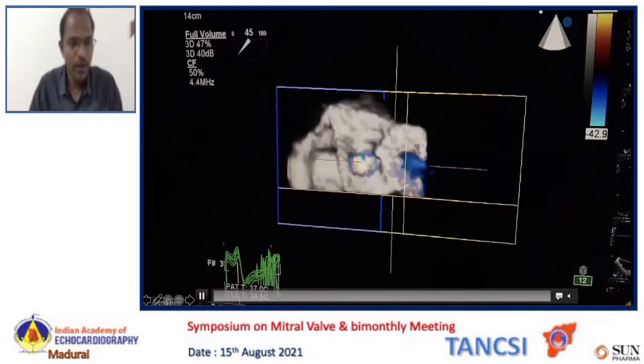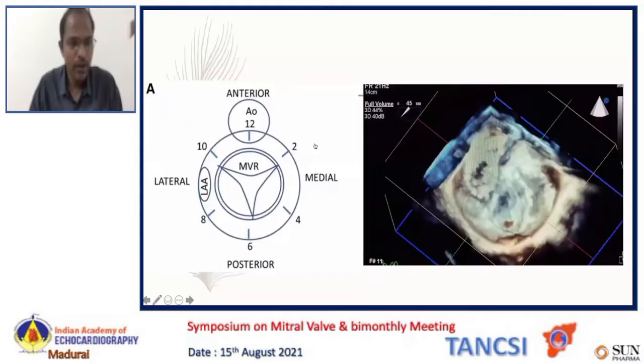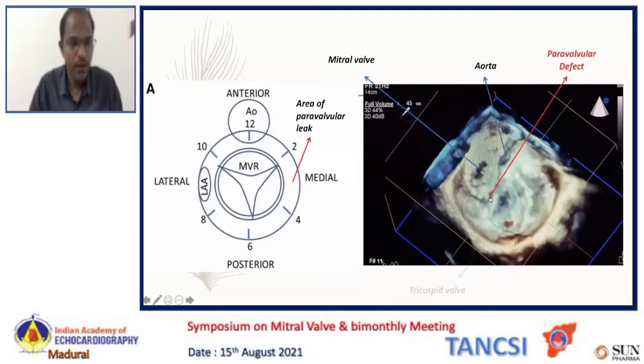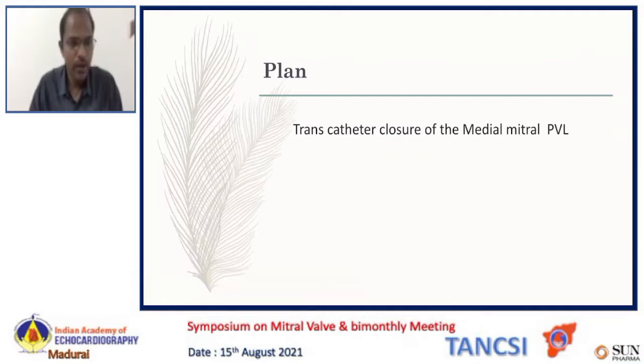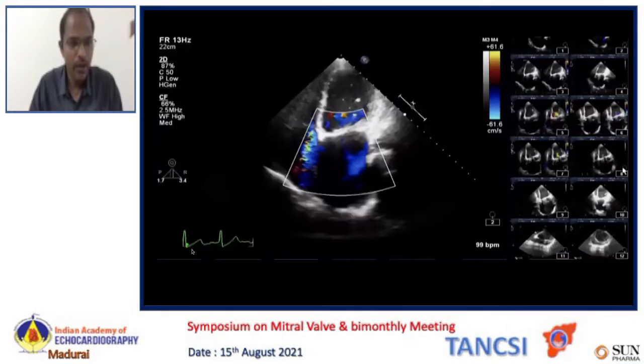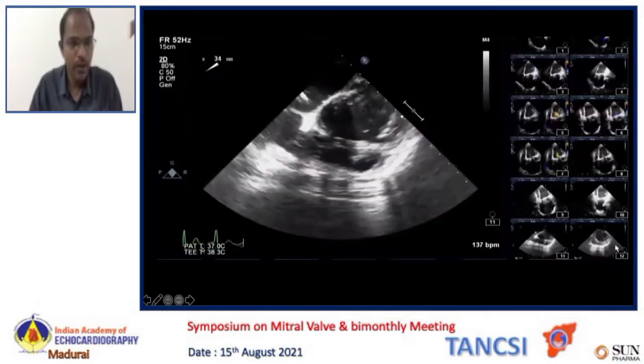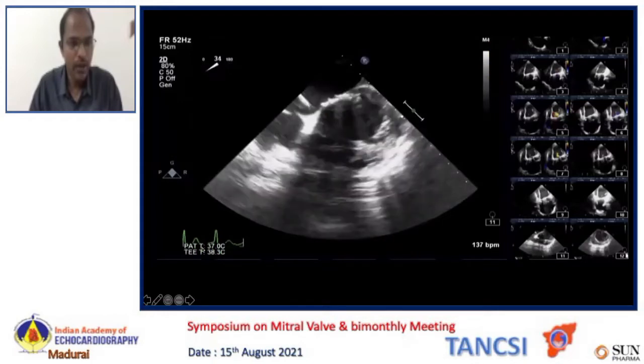So these are pre-procedure images. And this is a surgeon's point of view, where you can see the mitral paravalvular defect in the 3 o'clock to 4 o'clock position. In this patient, 3D echocardiogram helps not only in diagnosing the condition, but also intra-procedure it helps a lot. As you can see, these are images captured during the procedure.